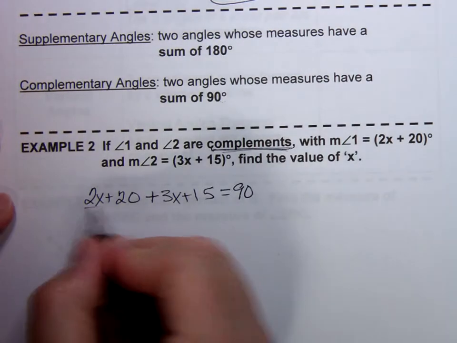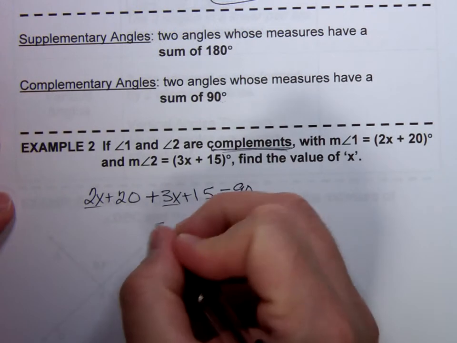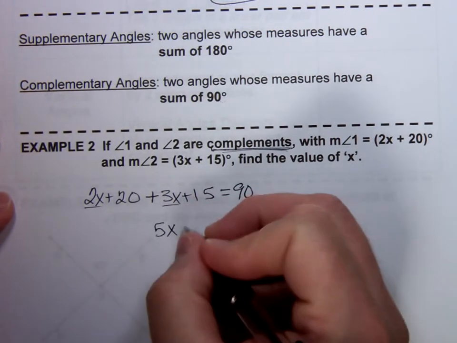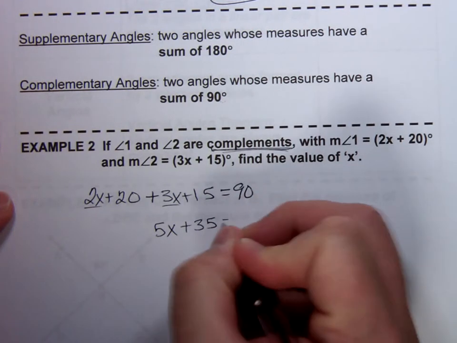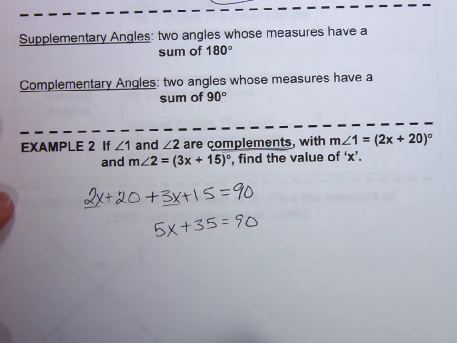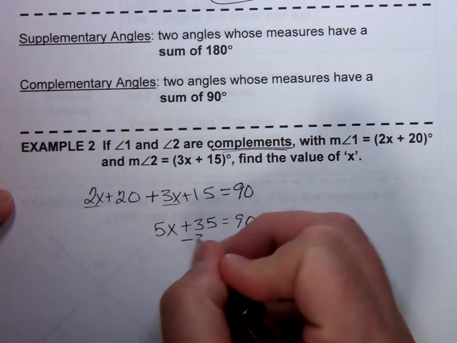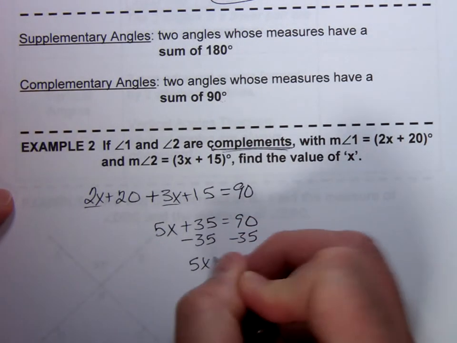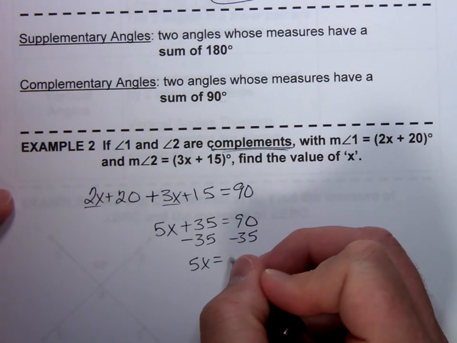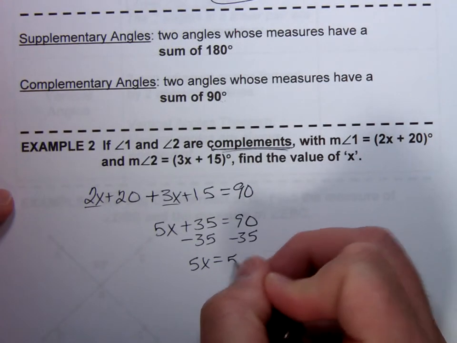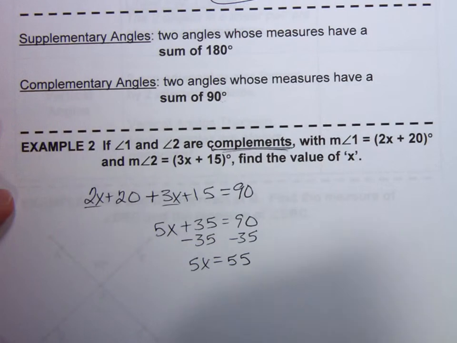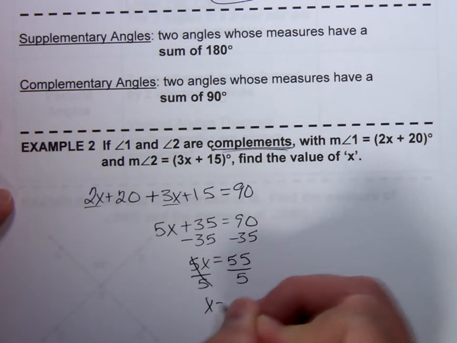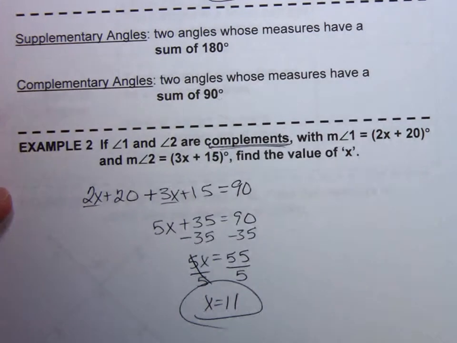So I combine like terms. I got 2x's, 3x's. That's a total of 5x's. Got 20 and 15. That's a total of 35. Just combining like terms. Now we want to get x all by itself. Move the constant first. It was being added, so we subtract, which is the opposite operation. And then divide off the 5. And there's x.